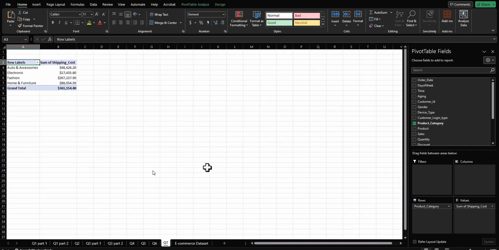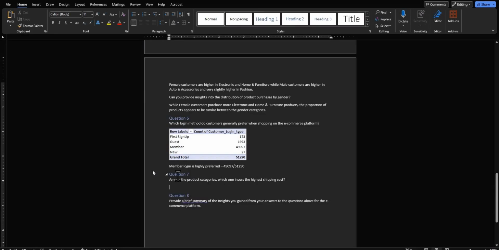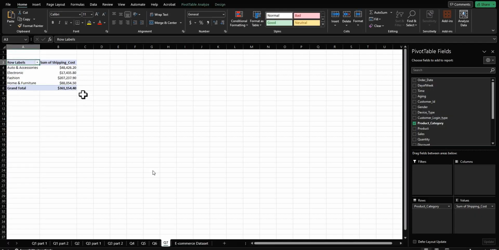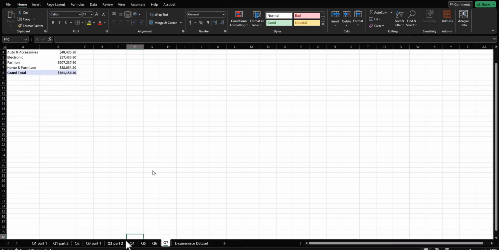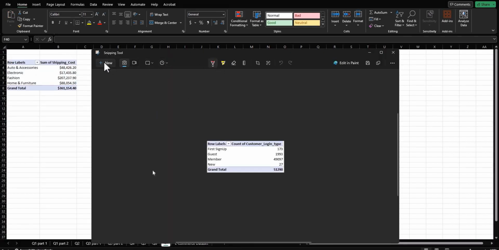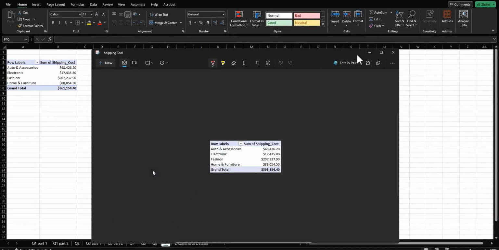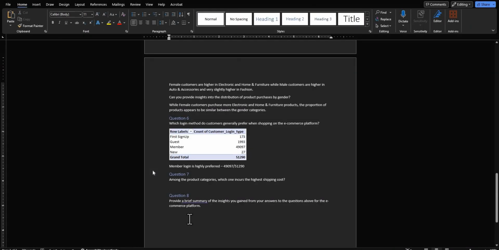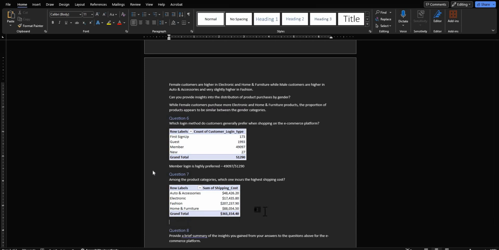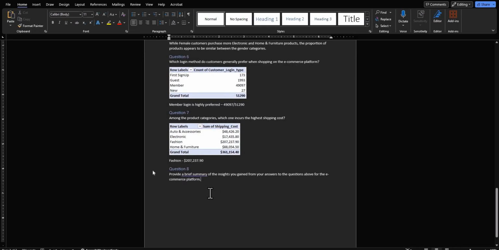I'm going to do sum of shipping costs. Let's double check the question. Of the product, which incurs the highest shipping cost? Yeah, I think it's probably sum in this case. So I'm going to do a new snip of this. Like so. Copy that. Paste that in there. And say fashion at 207,237.90.